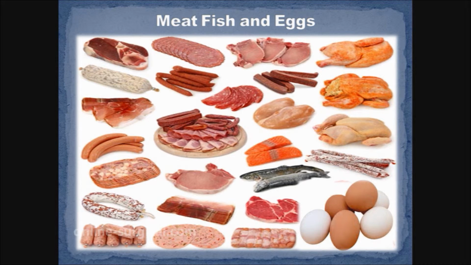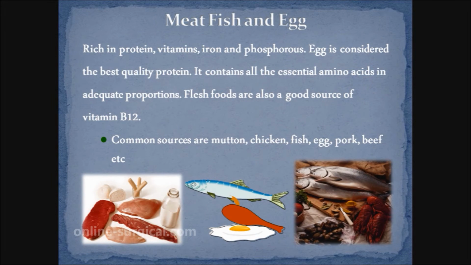Meats and eggs are rich in protein, vitamins, iron and phosphorus. Egg contains all the essential amino acids, hence considered the best quality protein. Fatty meats are high in the saturated fats that can lead to heart disease and should be eaten sparingly. Try cooking with lean cuts of red meat, skinless chicken or turkey, and fish.